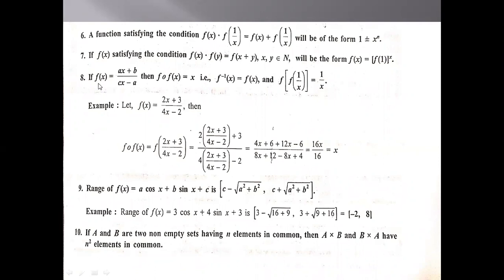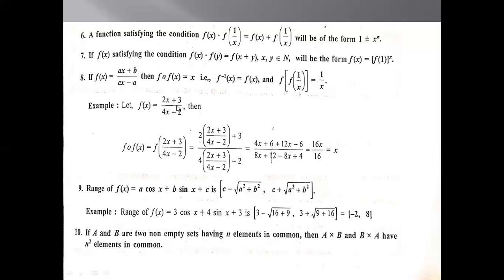And if you observe this, eighth one, if f(x) is equal to (ax plus b) by (cx minus a), then f composite f of x is equal to x. This is a composite function. That is, f inverse of x is equal to f(x), and f(1/x) is equal to 1/x. This is the condition. Once again, you observe this: f composite f of x is equal to x if f(x) is equal to (ax plus b) by (cx minus a). Just remember. And they are given f inverse of x is equal to f(x), and f(1/x) is equal to 1/x.